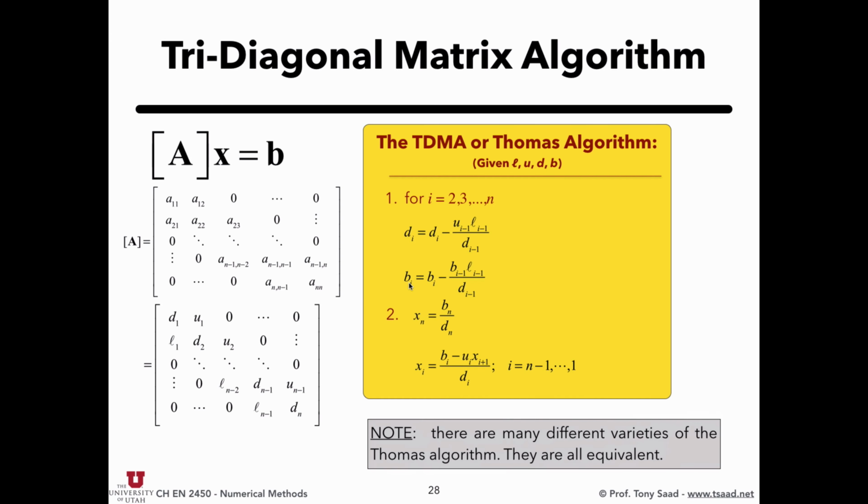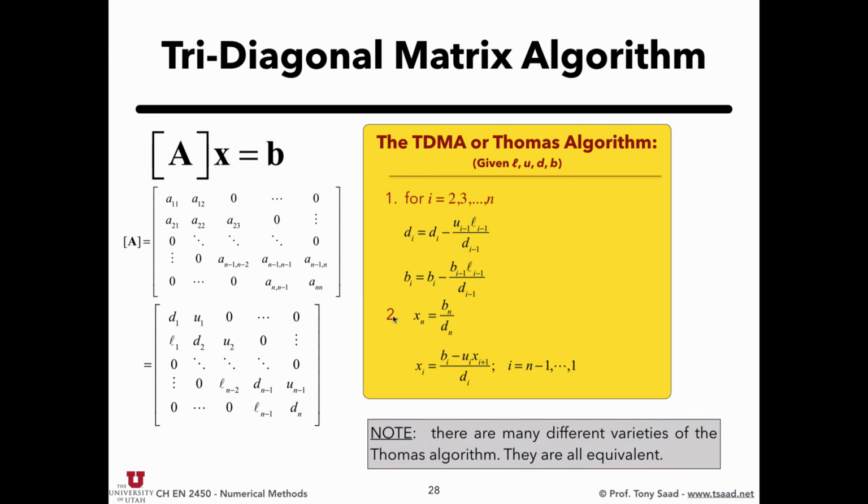Next, you go to b, and same thing, b_i is given as the old b_i minus b_(i-1) l_(i-1) over d_(i-1). Make sure you use the most recent values of d_i. So in step 1, you start with d_i, then do b_i, and you go one step at a time.